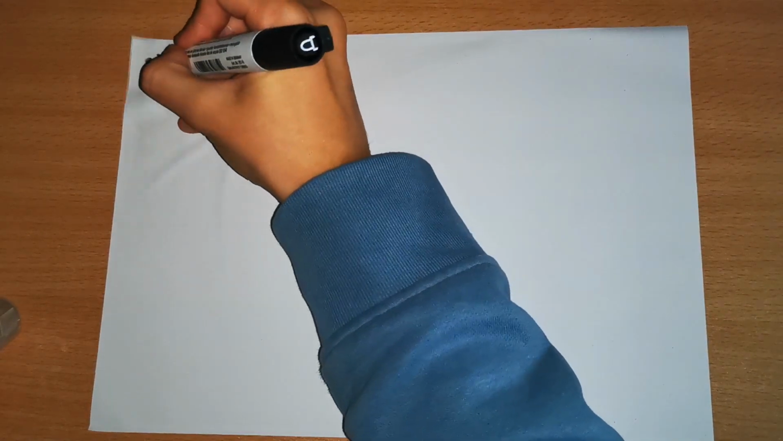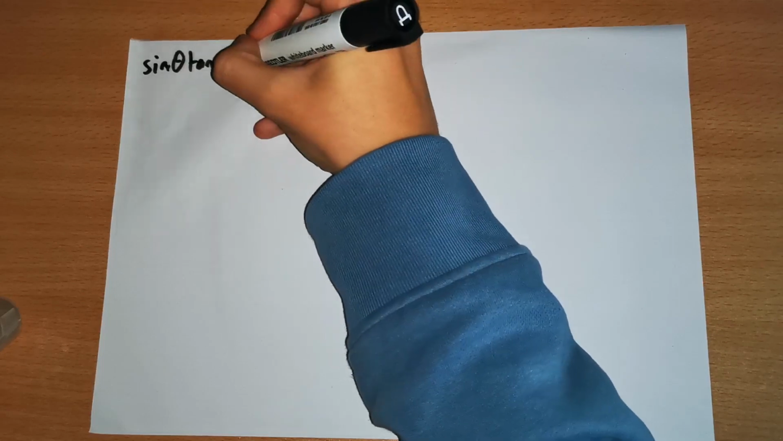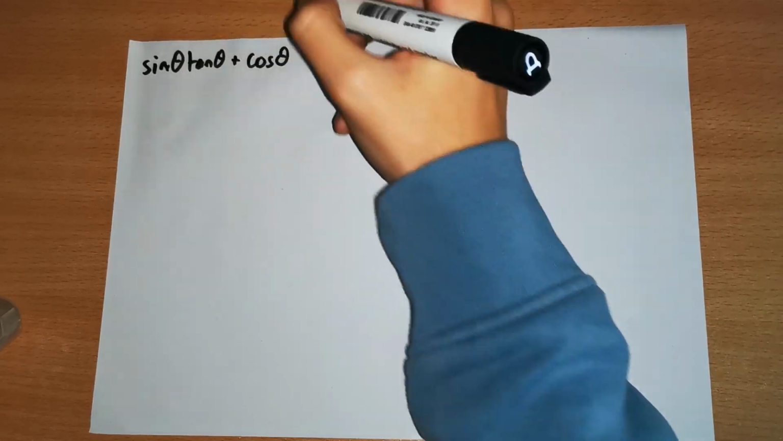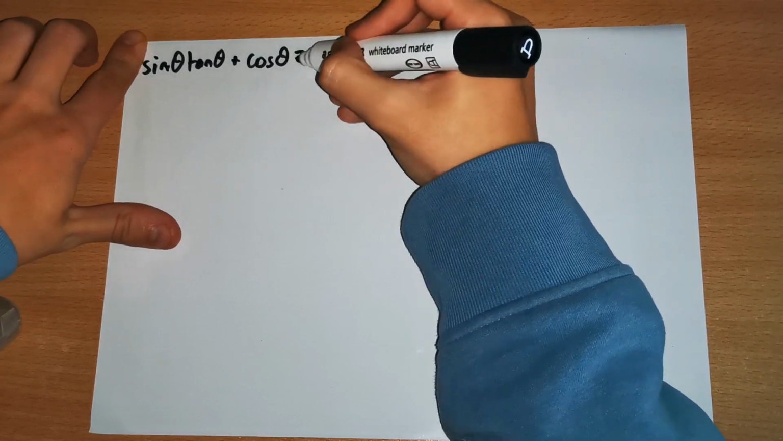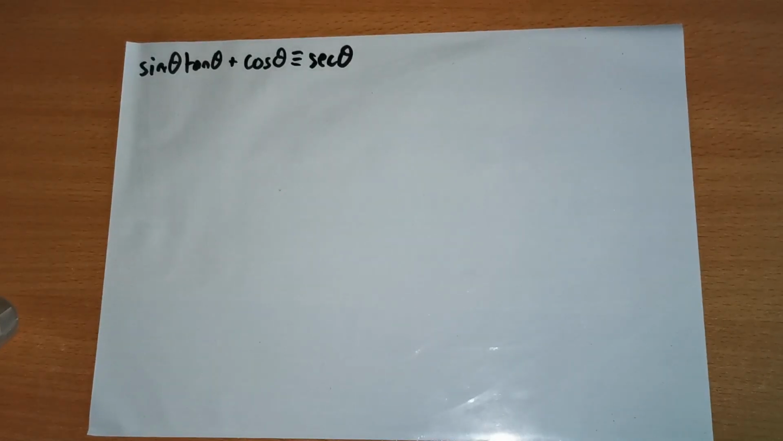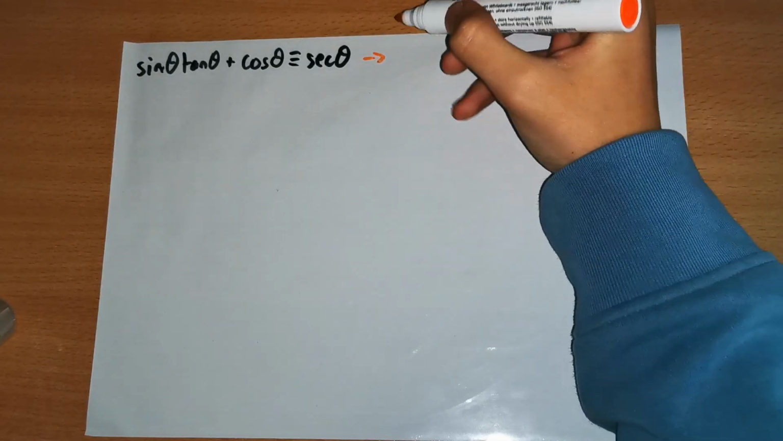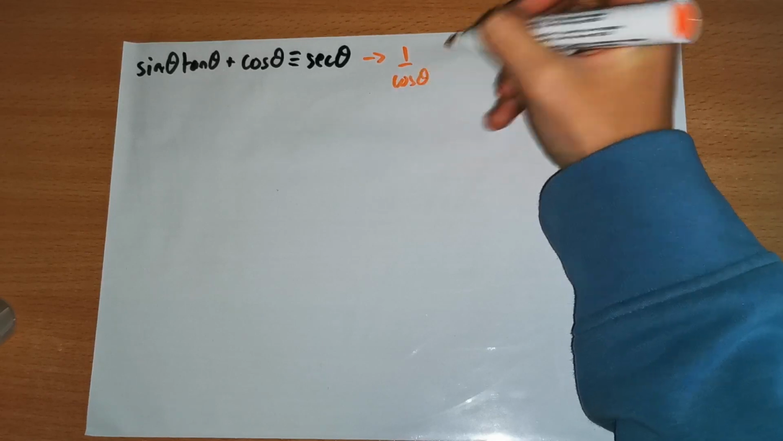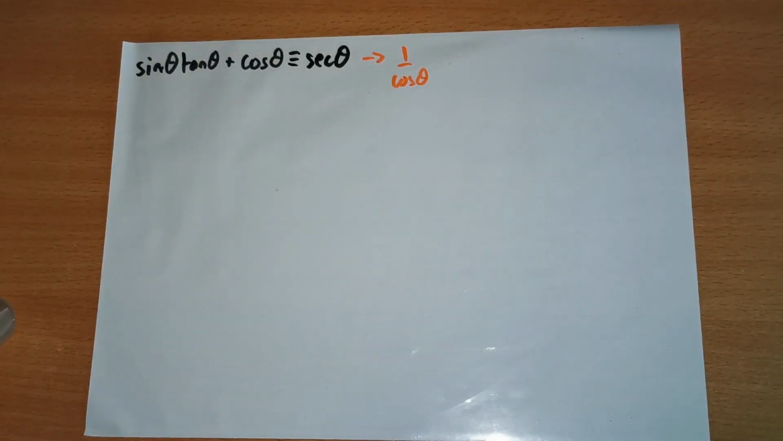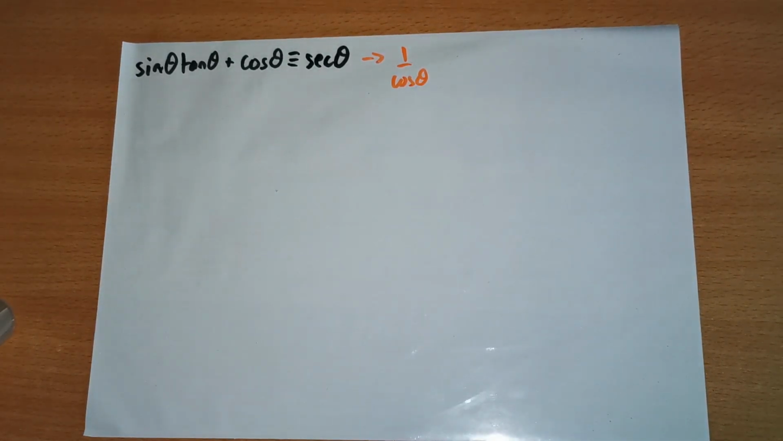This leads us nicely onto identities, and the first one is going to be sine theta tan theta plus cos theta is identical to sec theta. And you may be wondering, how on earth am I going to go about this? You have to start at one side and make it into the other side. That is how you answer these questions. Might help if you remember that sec theta is 1 over cos theta, so that's what you're aiming for. And once you get to 1 over cos theta, you can convert it into sec theta. But we're going to start with the harder side.